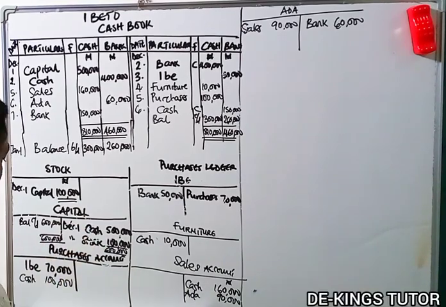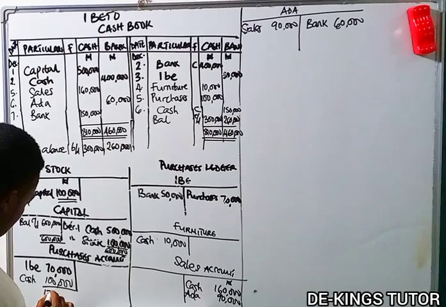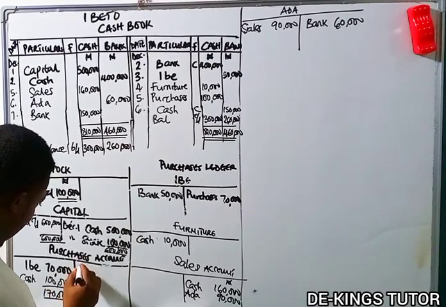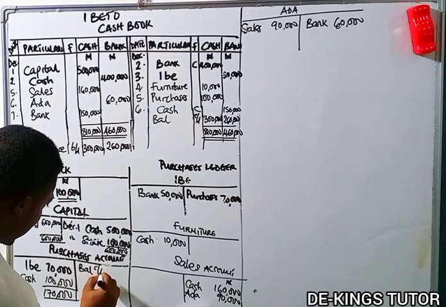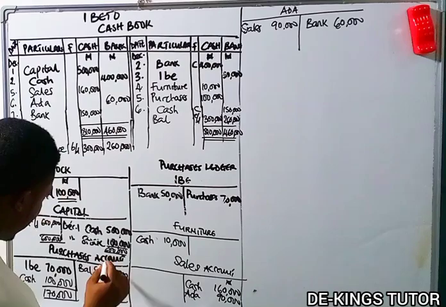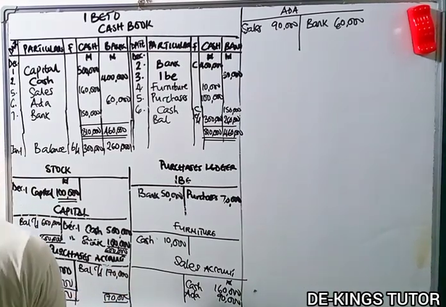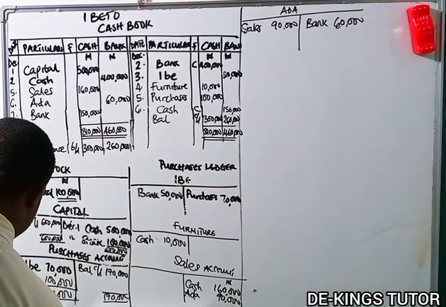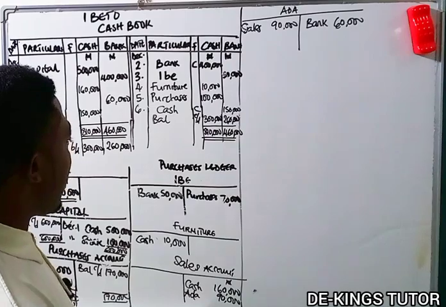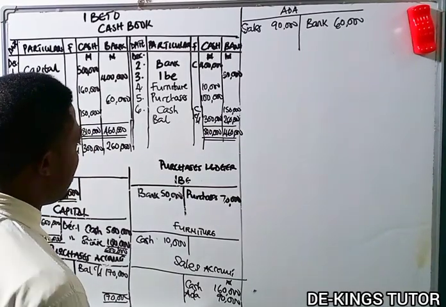Okay. Now the purchases account, 100 plus 70. This will give us 170,000. So we'll now have balance carried down 170,000. So that if we close, we'll now have balance brought down 170,000. Okay, so the next one we have is the purchases ledger, eBay.